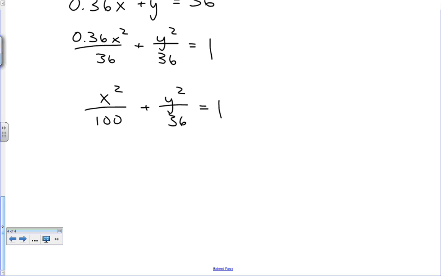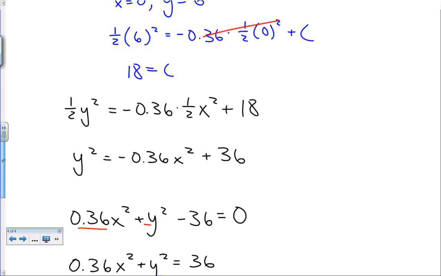And if we write this in its factored form as (x over 10) squared plus (y over 6) squared is equal to 1, that might help us recognize that's the equation of an ellipse centered at the origin with an x radius of 10, that's this guy, and a y radius of 6, which tells me I should expect it to cross the x-axis at 10 and the y-axis at 6.